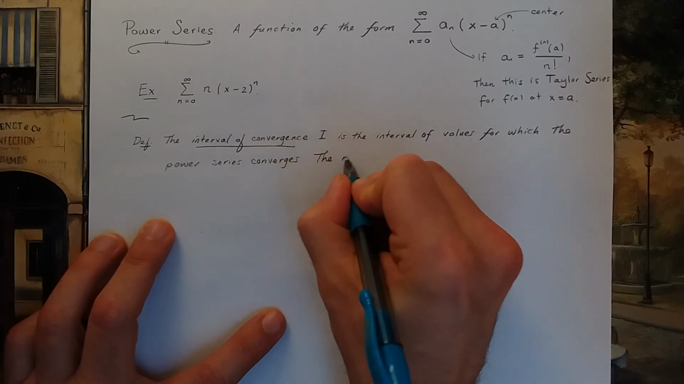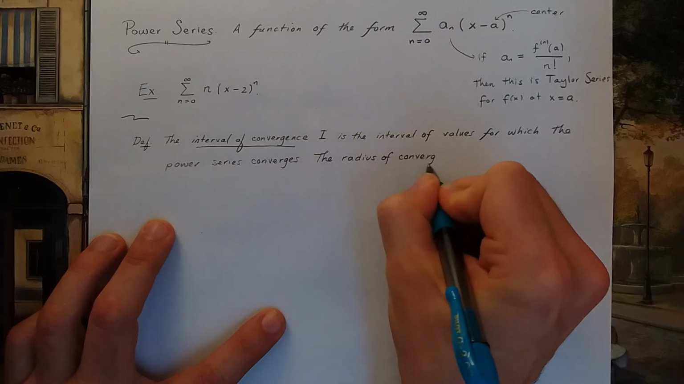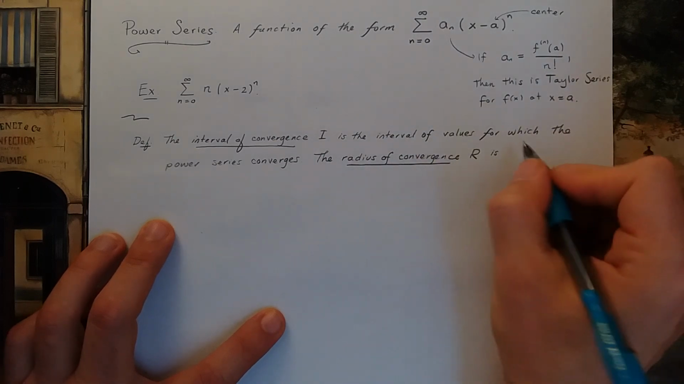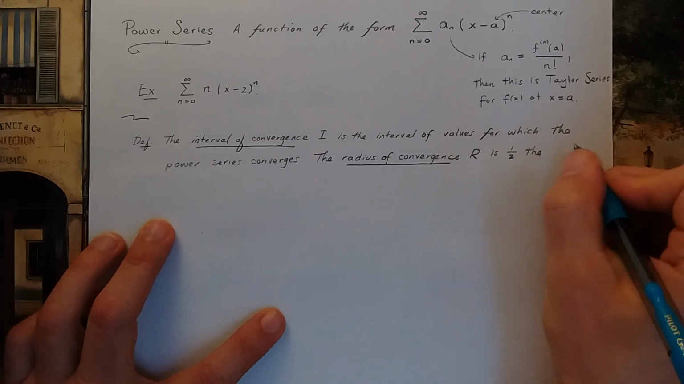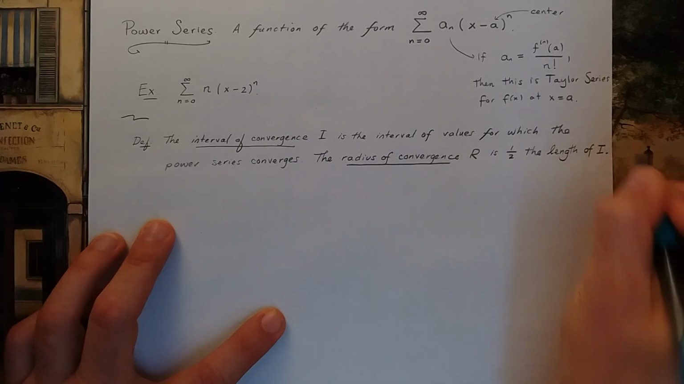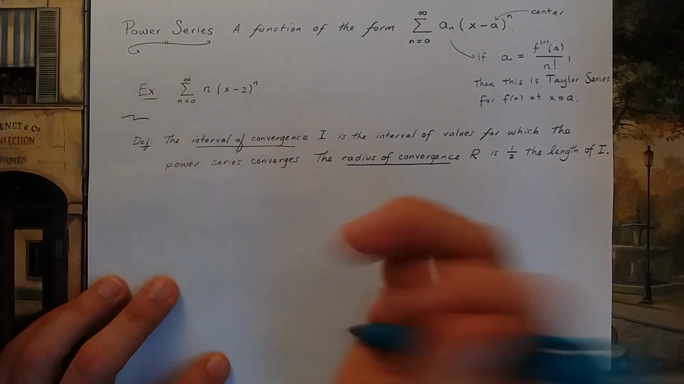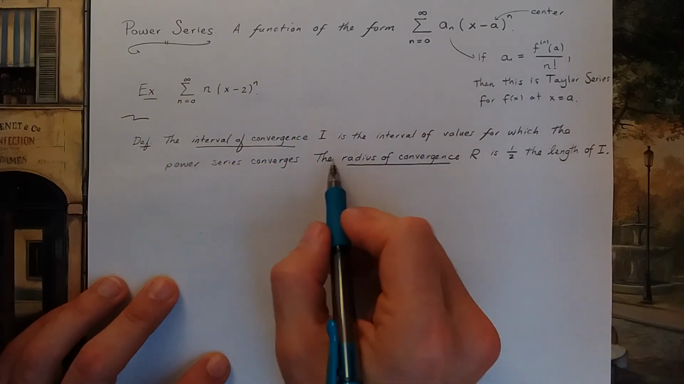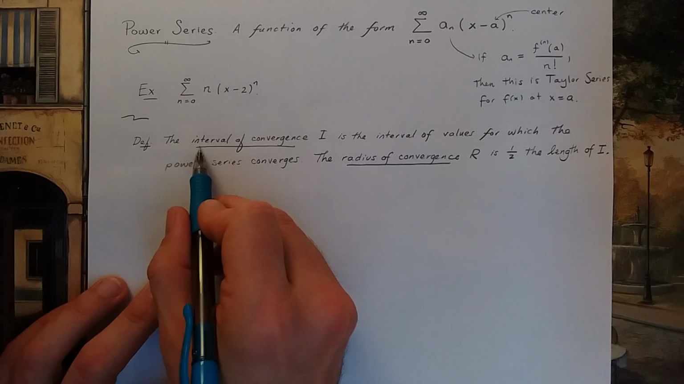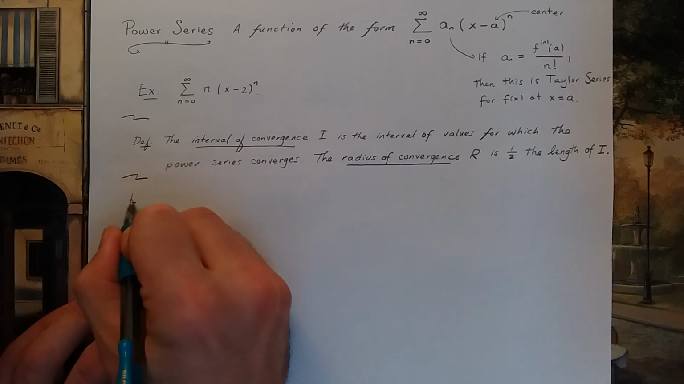The radius of convergence R is 1/2 the length of the interval of convergence. So when we talk about power series, we also need to communicate the radius of convergence. The radius of convergence will tell us the interval of convergence and the values of x you can plug in. Okay, let's see an example.